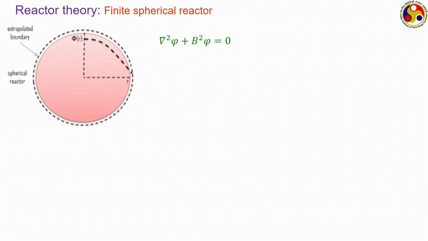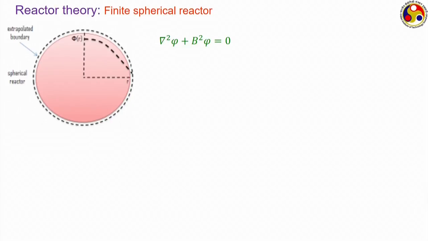But the infinite slab reactor is only an idealization, because nothing can be infinite in terms of length, and hence we need to go to a finite geometry. While there are quite a few finite geometries, we have selected the spherical reactor for our consideration. The governing equation remains the same, that is Laplacian of phi plus B square phi is equal to 0, B being the buckling parameter.